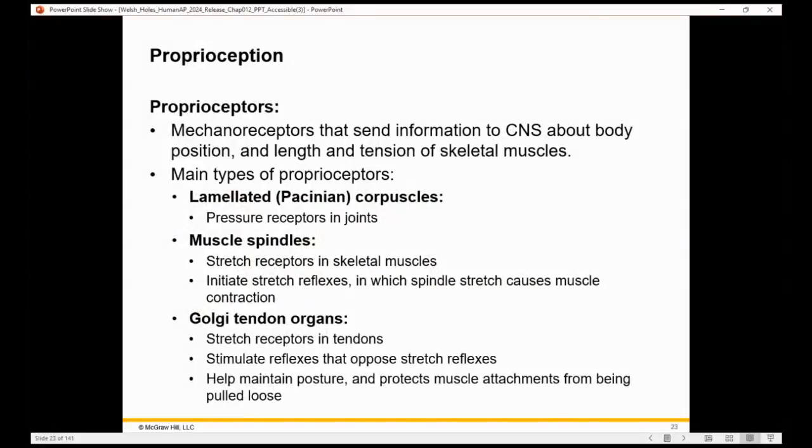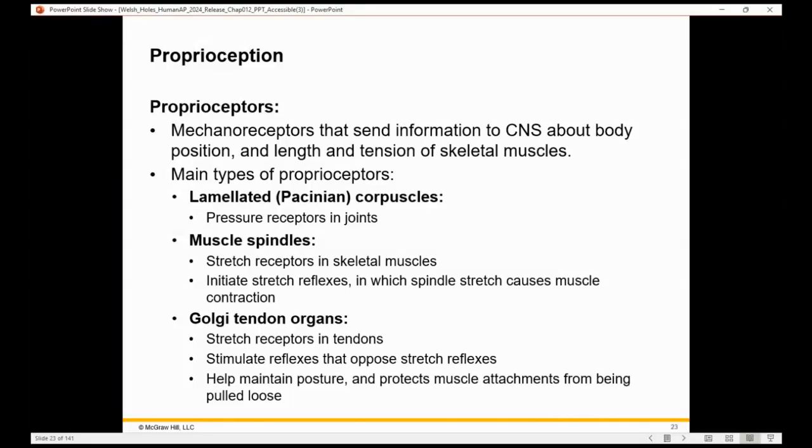Proprioception. Proprioceptors are mechanoreceptors that send information to the central nervous system about body position and length and tension of skeletal muscles. The main types of proprioceptors include lamellated or Pacinian corpuscles, which are pressure receptors in joints, and muscle spindles, which are stretch receptors in skeletal muscles. They initiate stretch reflexes in which spindle stretch causes muscle contraction.